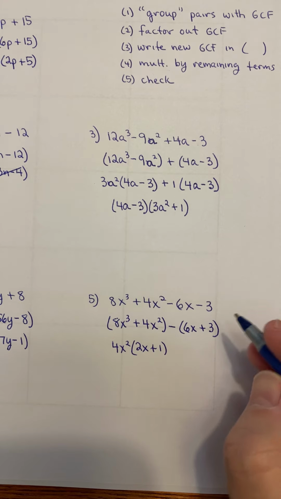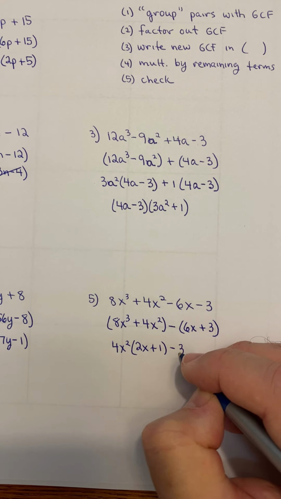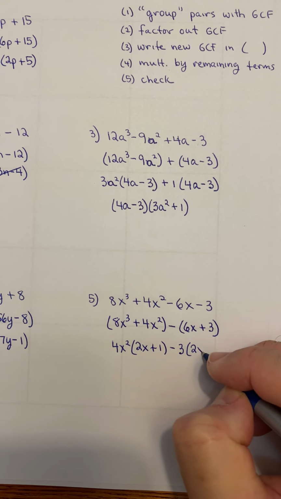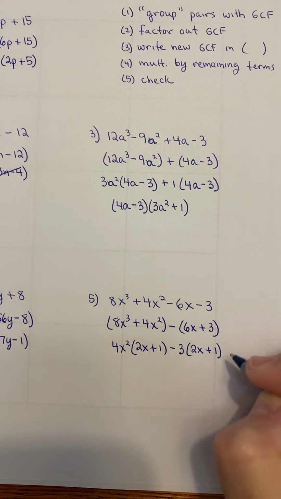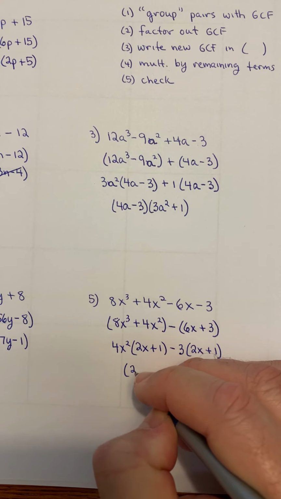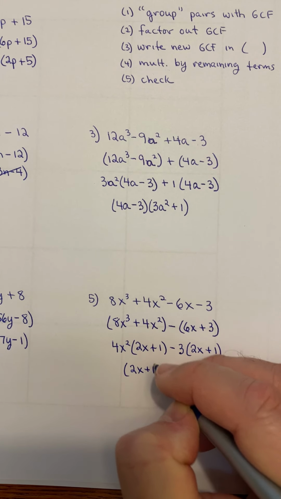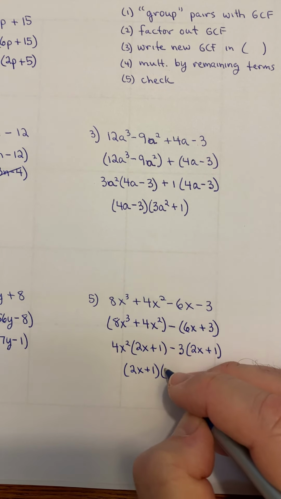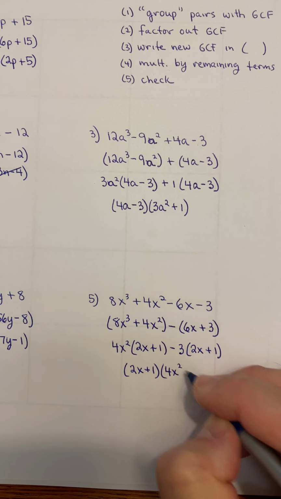Common factor here is a 3. And again, I'm left with 2x plus 1. 2x plus 1 is common to both terms. I can factor that out, 2x plus 1. And then I multiply by what's left, 4x squared minus 3.